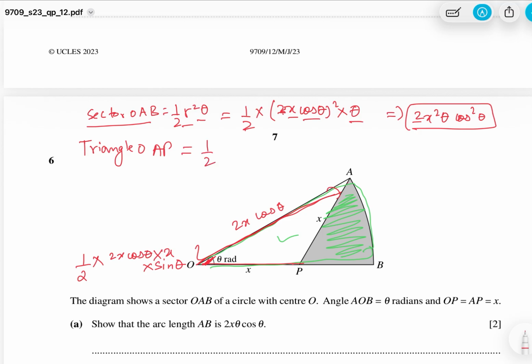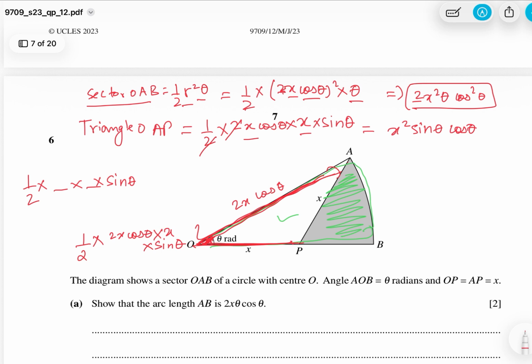Same thing I will do. This would be half times 2x cos theta times x times sine theta. There's a formula, right? Half times sine theta, times the sides which are attached to theta. So these two sides will be multiplied. This is the formula. Okay, now listen. If I solve this, we will have x square, 2 will be cancelled. X times x is x square and sine theta cos theta.